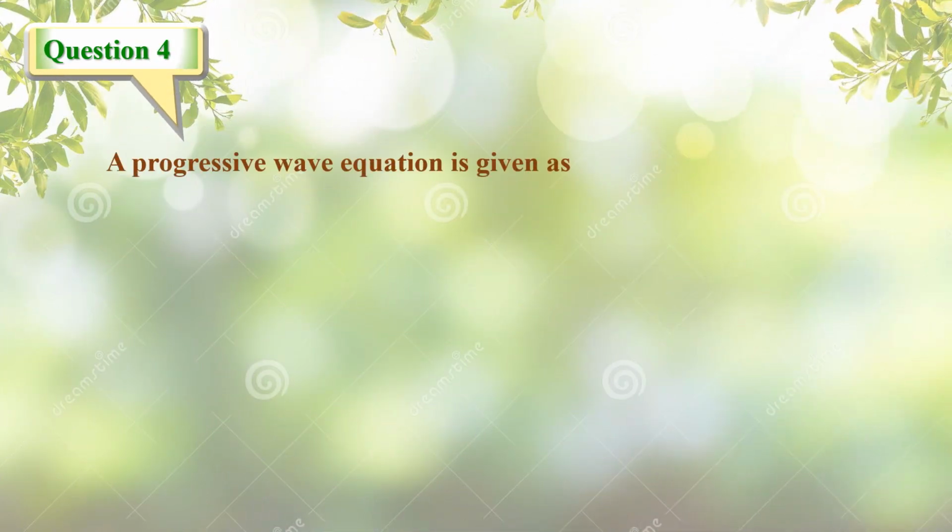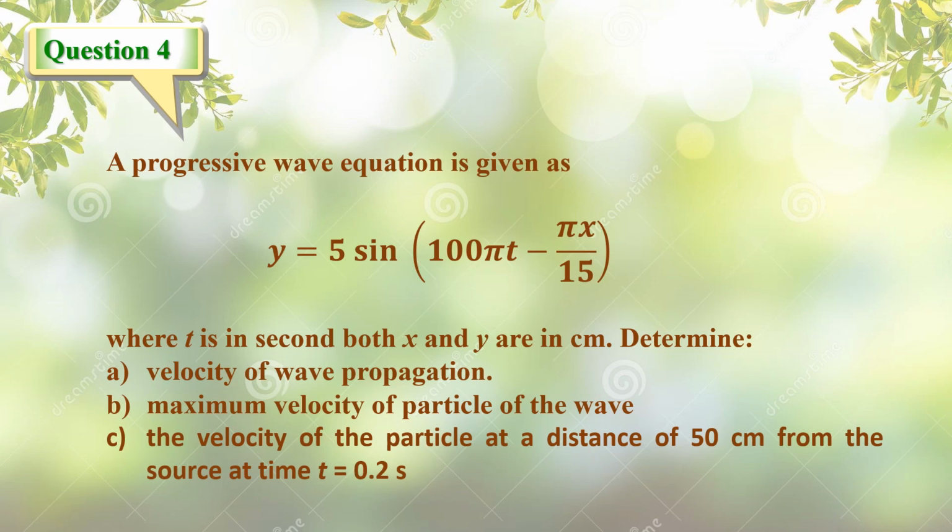Proceed to question 4. Okay, a progressive wave equation is given as y equals to 5 sin bracket 100 pi t minus pi x over 15, where t is in second, both x and y in centimeter. Determine A, the velocity of the wave propagation. B, maximum velocity of particle of the wave. C, the velocity of the particle at distance of 50 cm from the source at time t equals to 0.2 second.